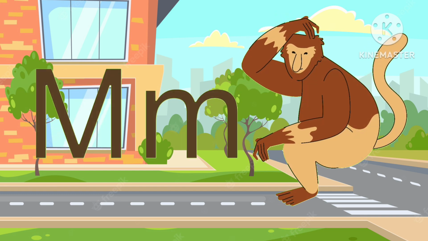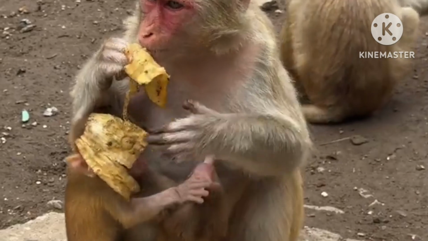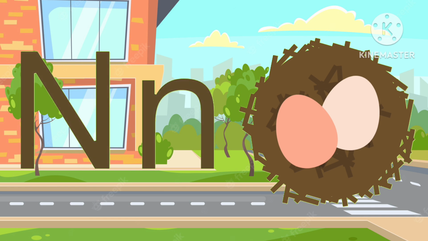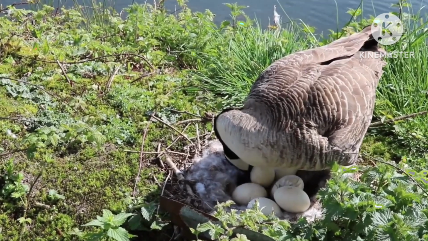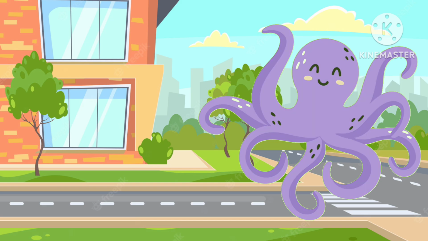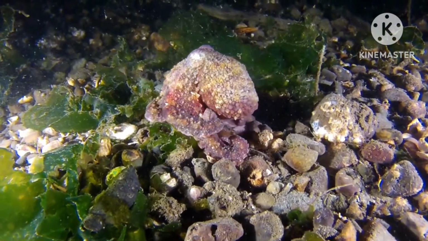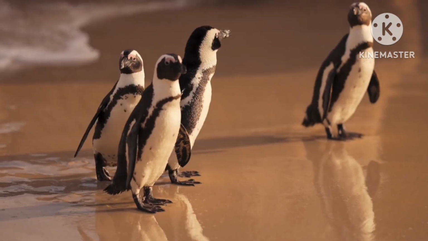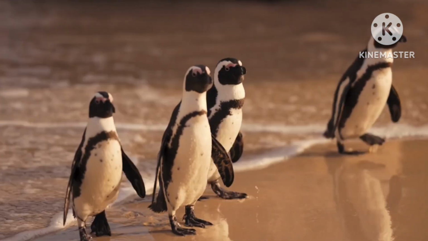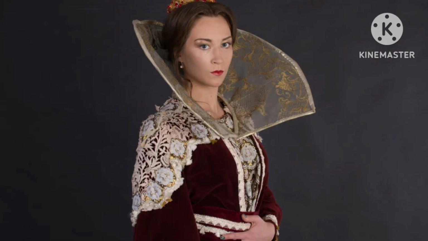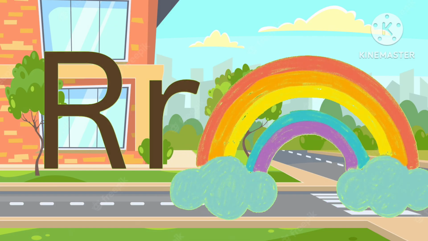M for monkey. N for nest. O for octopus. P for penguin. Q for queen. R for rainbow.